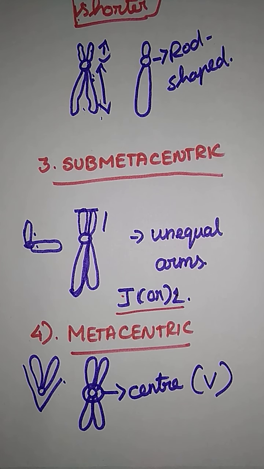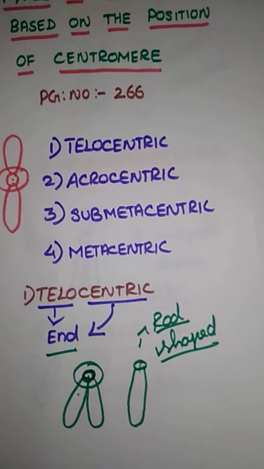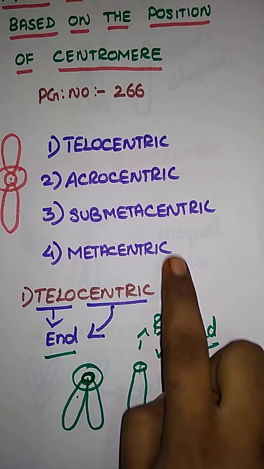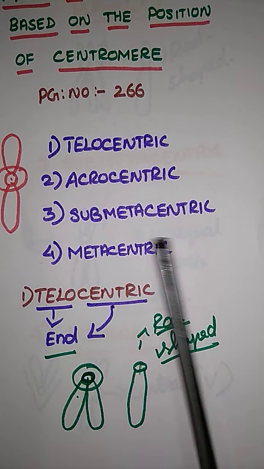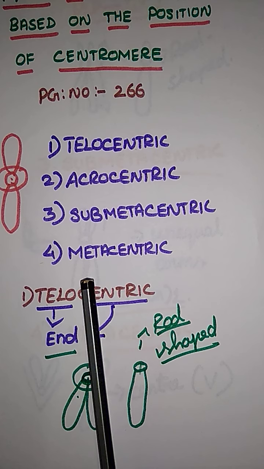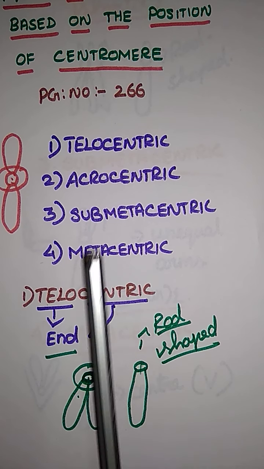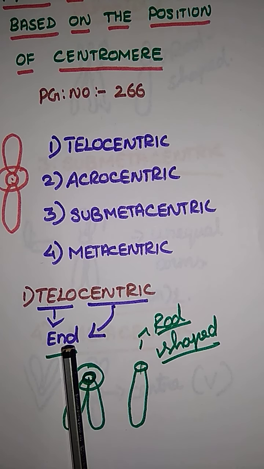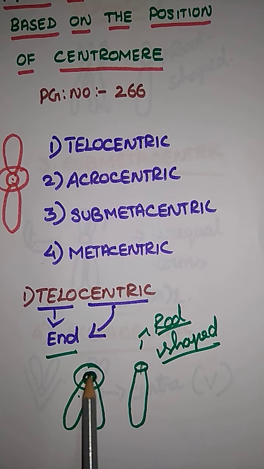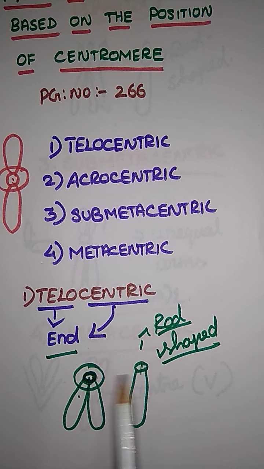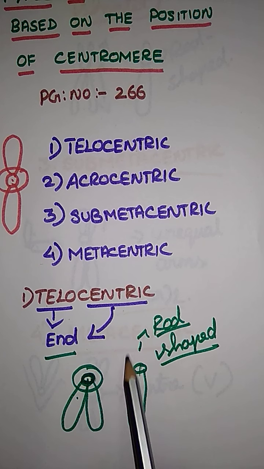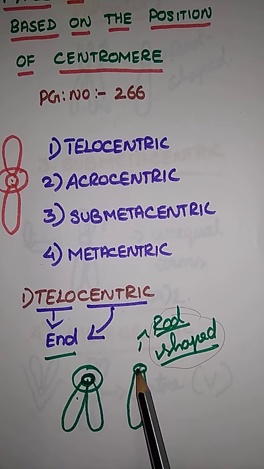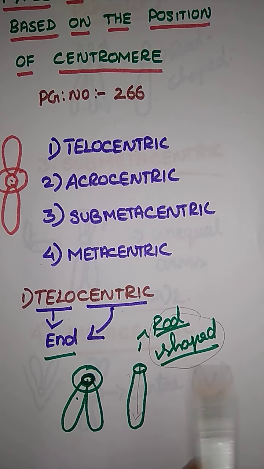Just to recall once again, we have seen 4 types of chromosome. The first one is the telocentric, the next one is the acrocentric, the third one is the submetacentric, and the last one is the metacentric. First one, telo means end. Here the centromere is found at the end of the chromatid. So they are given the name telocentric. Centric means centromere, and what is the shape? A rod-shaped chromosome.